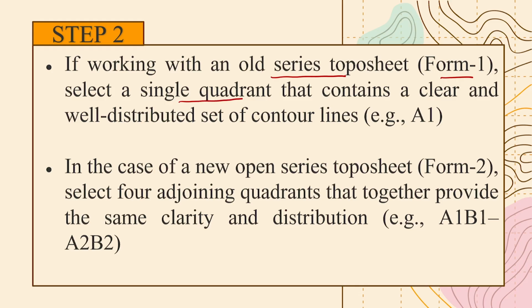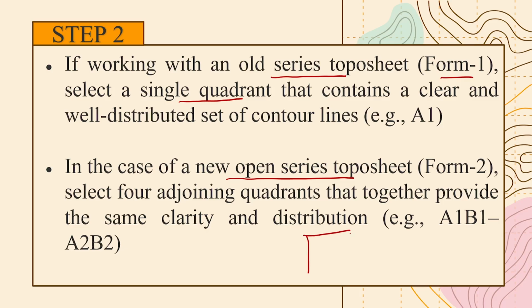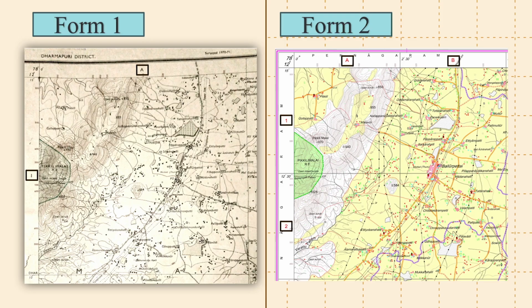But in case of new open series topo sheet, it needs to be taken into consideration that we need to calculate 4 different quadrants within that particular topo sheet itself. So, let us see it with the help of an example. In case of form 1, as already said, there is one quadrant that is placed above, and here the vertical division, only one quadrant is selected.